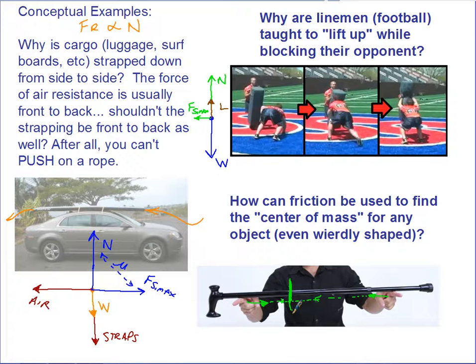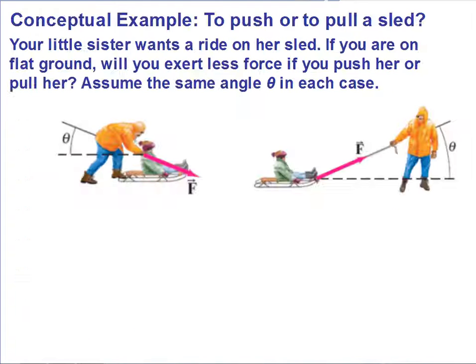Again, sort of difficult to see on a static diagram. Now, the last example I want to look at conceptually is about which of these two situations would be easier to move your sister along on a sled. Let's say you have a little sister. She wants to ride on her sled. You're going to be pushing her or pulling her on flat ground. Will you exert less force if you push her like this or if you pull her like this?